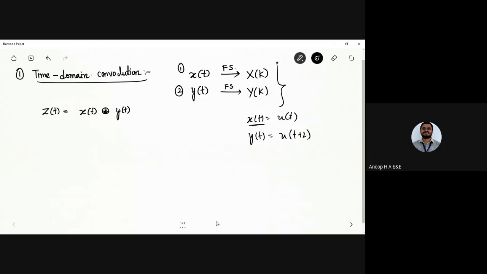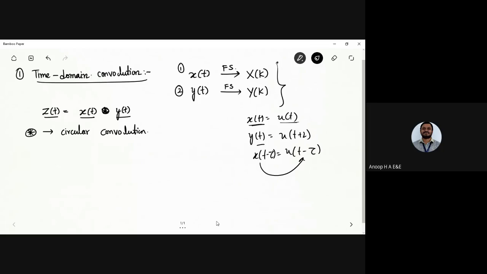If you want to take the convolution, you change it to u of t minus tau. That is, x of t minus tau would be u of t minus tau, changing t to t minus tau. This is the circular convolution that you will be using. So you will have z of t, which is the convolution of x of t and y of t, where it represents the circular convolution.